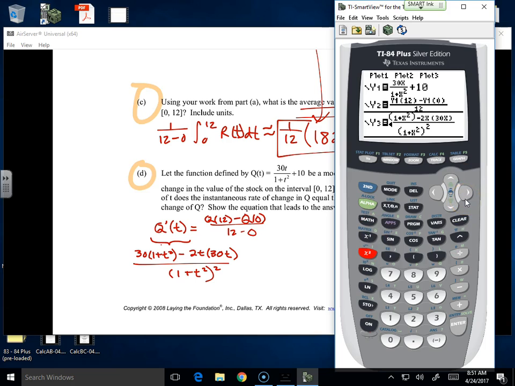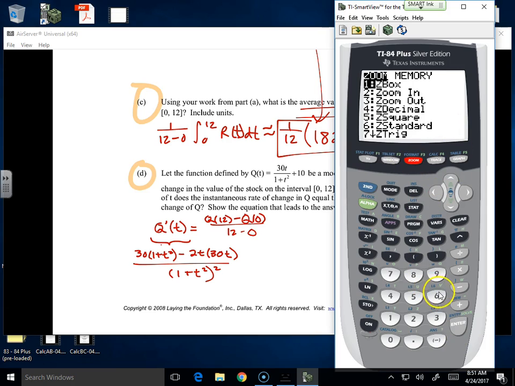Do you guys agree with my quotient rule? Does it look good? Yes. Okay. I'm going to go ahead and deselect my Y1 because hopefully it doesn't take away my value. That would be kind of sad. I'm going to do zoom standard and we'll see.